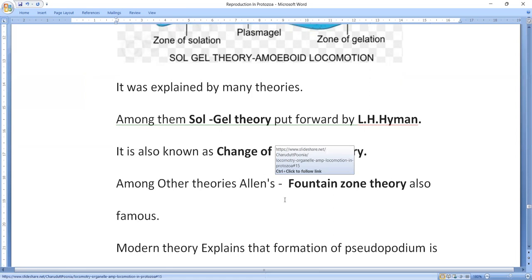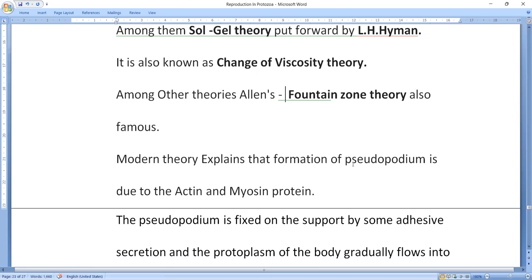But according to modern research, the formation of pseudopodium is due to the actin and myosin proteins, which are muscle proteins in higher organisms. In the cytoplasm of protozoans that show pseudopodial movement, it was identified that temporary fusion of actin and myosin forms the pseudopodium. When they are separated, the pseudopodium disappears.